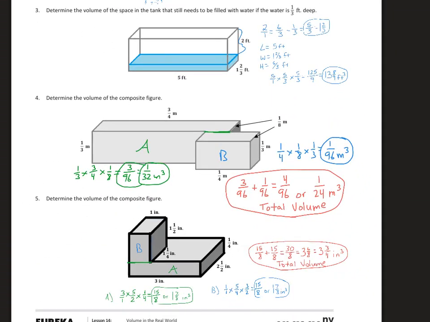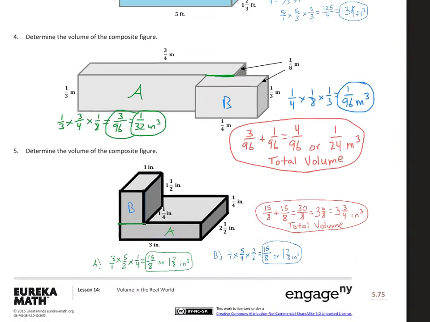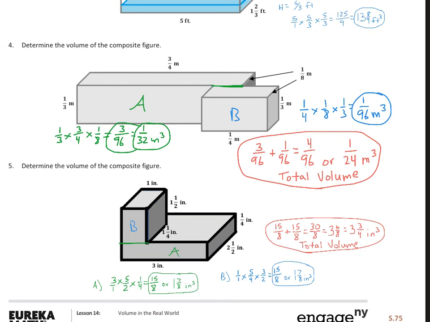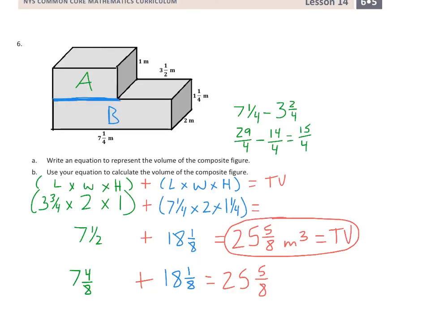And for our composite figures, just kind of zoom in on just those. You can pause it and take a closer look, but to break it down, I just broke them here for A and B. This is the volume of A, volume of B, and then I added them to find my total volume. For here, I did this one as A and this one as B. And I got the volume of A here, the volume of B here, and then I added them and got my total volume.